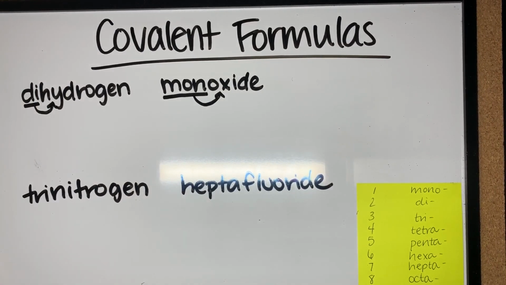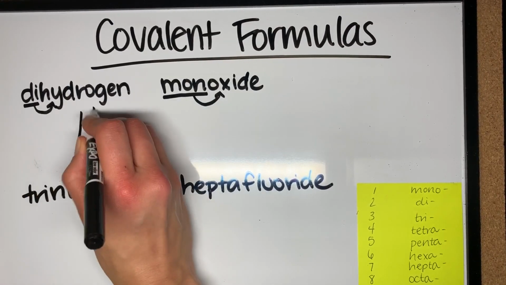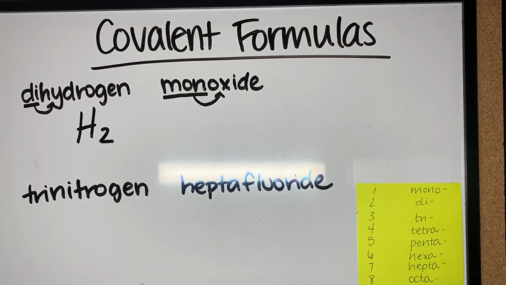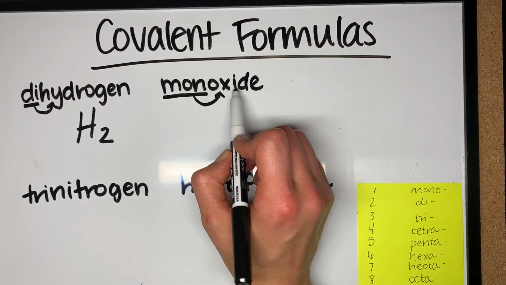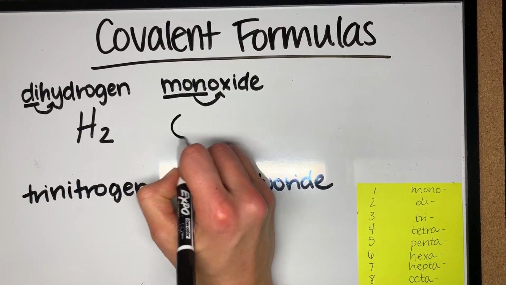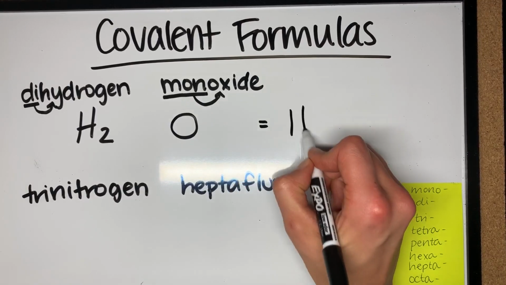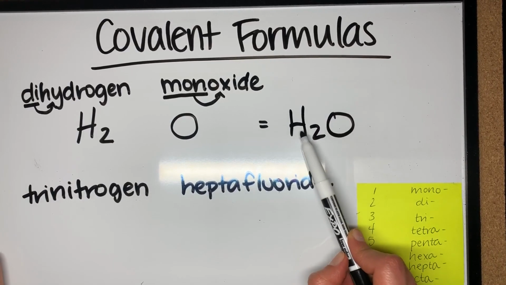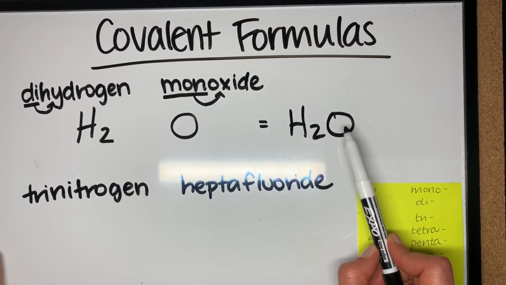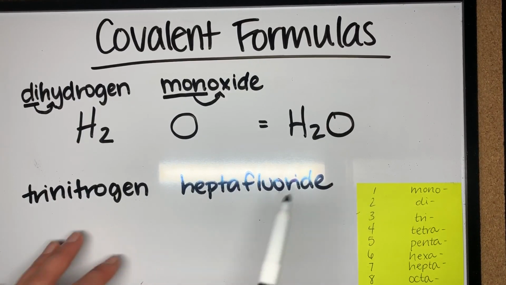There is no crisscrossing with covalent formulas. So dihydrogen is telling me that I have 2 hydrogens in my compound. Monoxide, the prefix mono is 1, oxide is oxygen, meaning that I have a single oxygen in my compound. When I put these together in a correct formula, H2O. Dihydrogen, 2 hydrogens, monoxide, 1 oxygen, H2O. Let's try the second one.